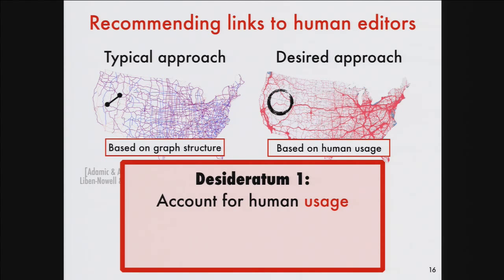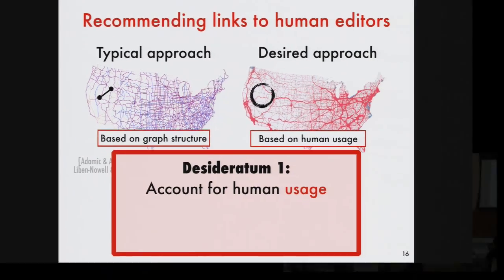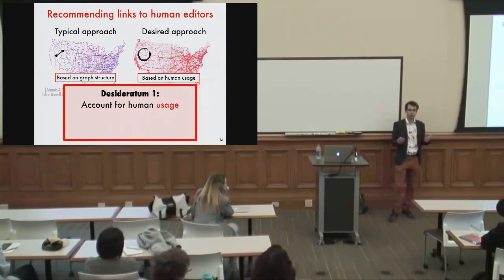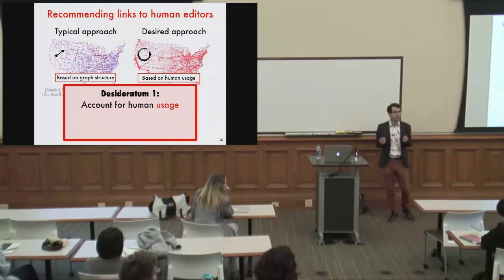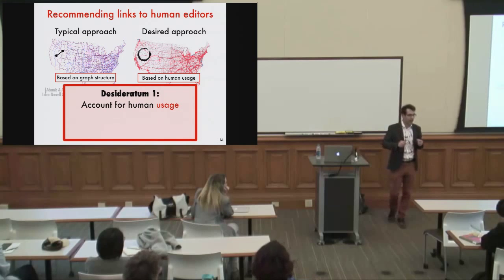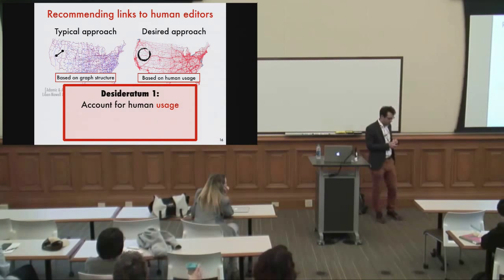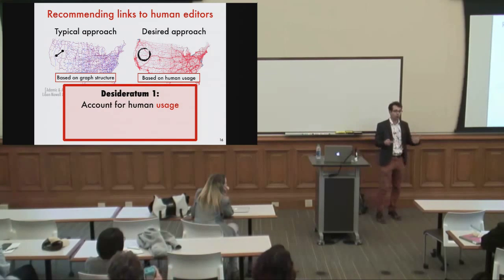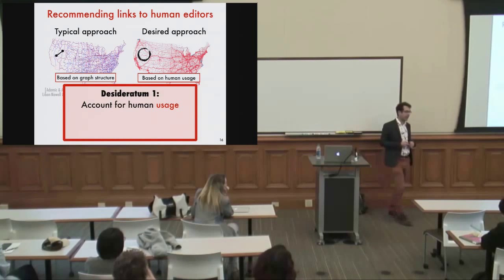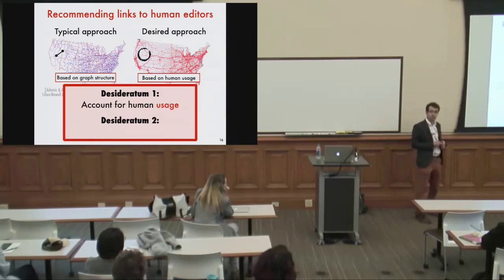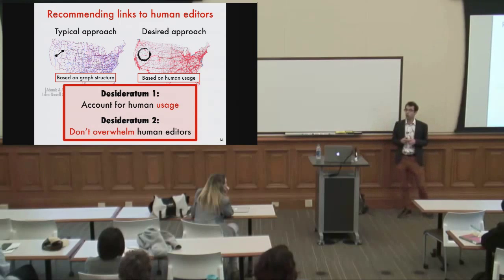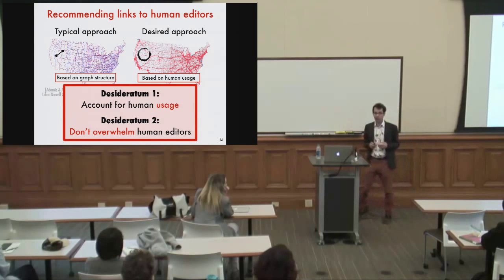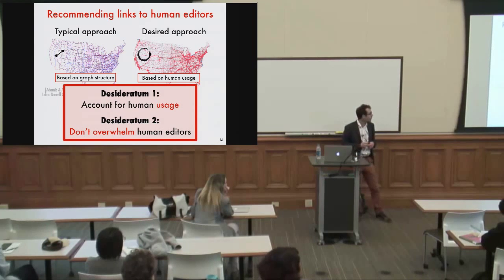Such automated methods can easily generate thousands or even millions of good recommendations. But as we saw, there is only a limited workforce that can actually take those recommendations and put them into the site. For example, on Wikipedia, there needs to be a human in the loop who actually adds the link. So we don't want to create more work than can be done by humans, and that gives rise to desideratum 2, which is don't overwhelm human editors with more work than they can do.